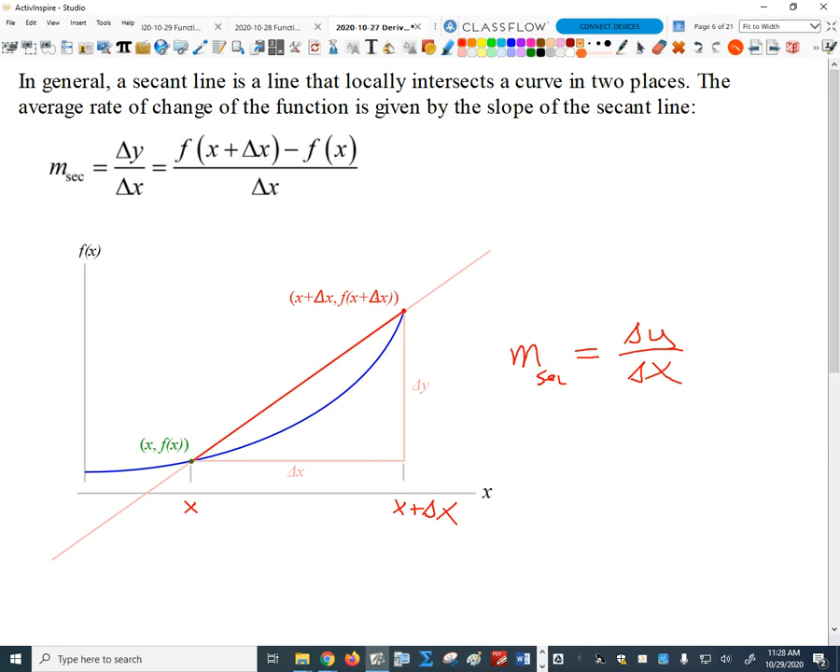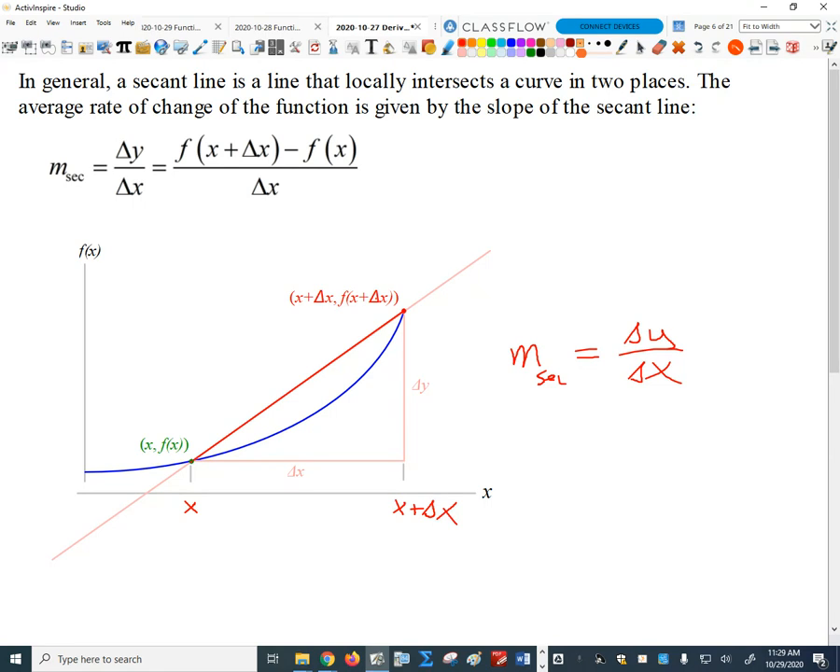What's it telling me, though, for this function? What's the slope of that secant line telling me about the behavior of the function between x and x plus delta x? Can anybody describe that? How could we use some math words to describe what that's doing?